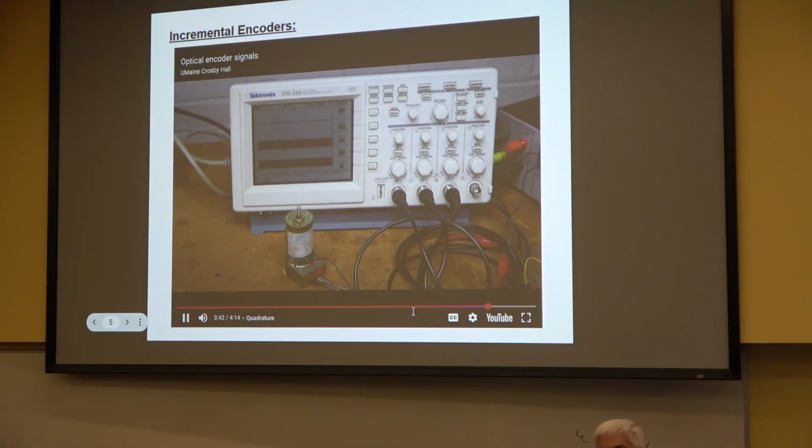So the quadrature controls, or rather indicates, the direction of rotation. The pulse width indicates the speed. And by using the 0 reference or the sync pulse, then you can actually control position of the rotor shaft. Very neat little device.